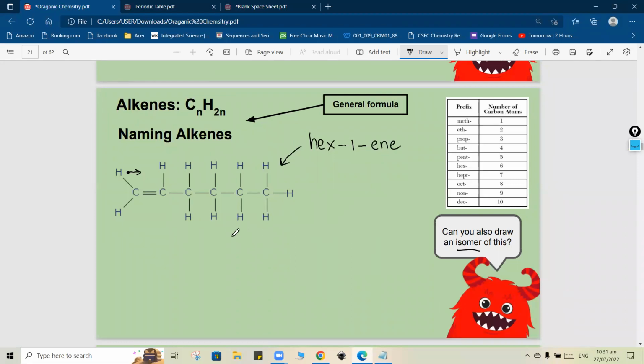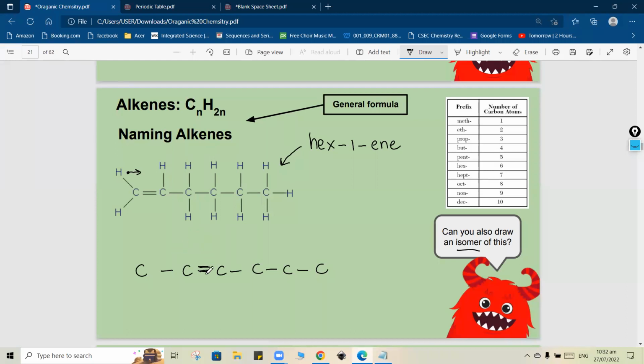To make this an isomer, here's what you have to do, right? I'm just going to put back the 6 here. 1, 2, 3, 4, 5. Here's what I'm going to do. I'm just going to move the double bond. Instead of the double bond being here, I'm just going to move it up. I can move it here if I wish to. If the examiner asks me to draw another isomer, I just have to move the position of the double bond. Now, you gotta be careful.